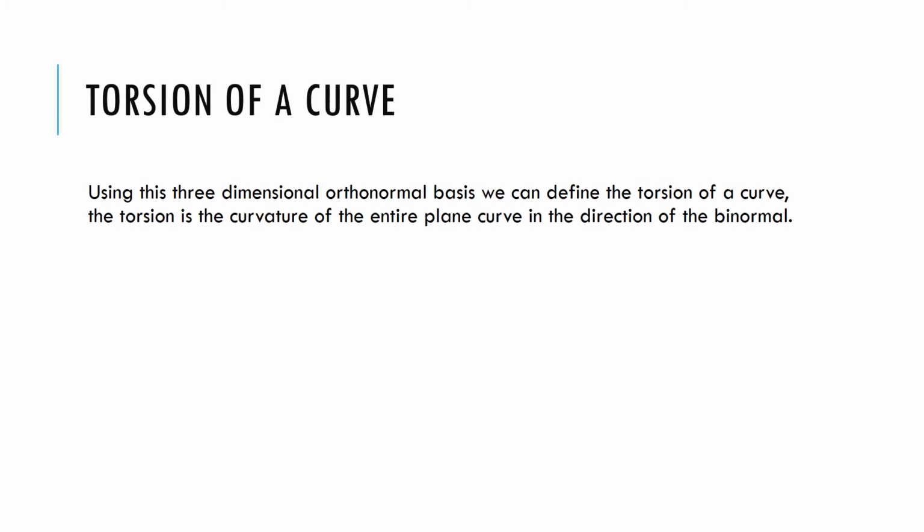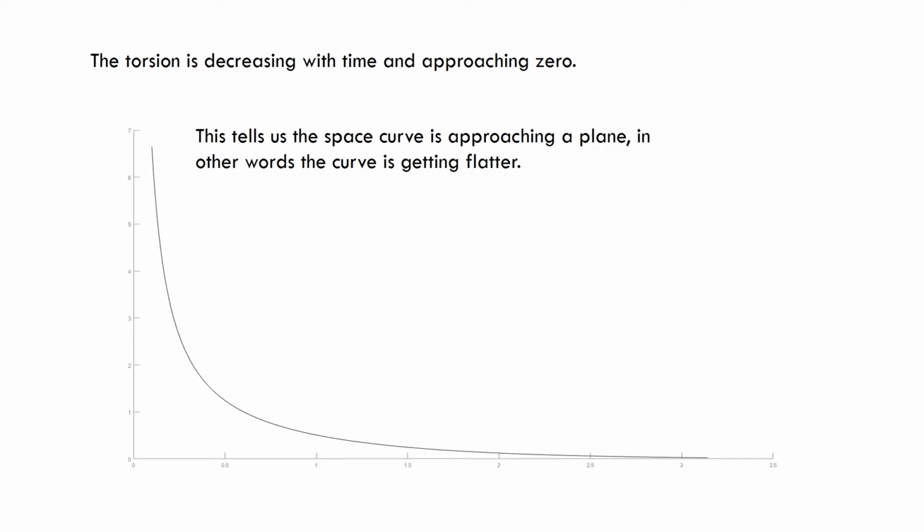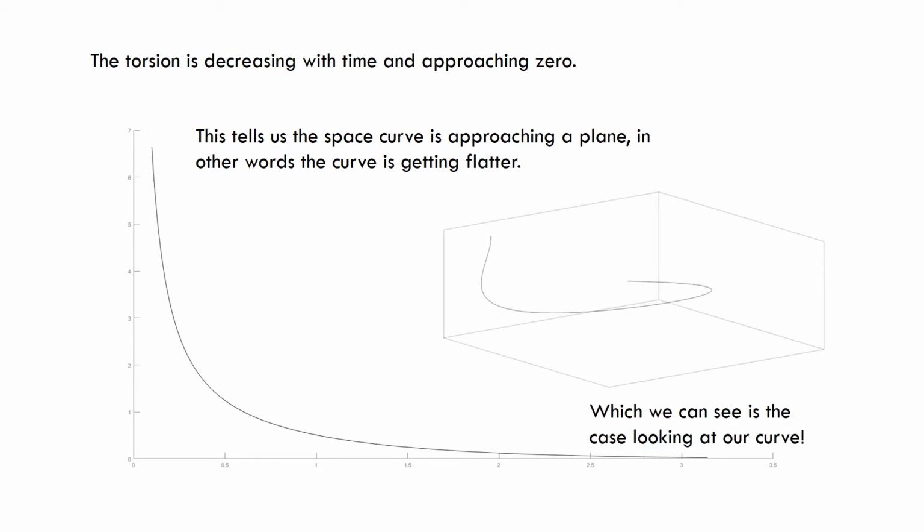Now that we have this binormal vector, we can use it to find the torsion. The torsion tells us the curvature of the entire plane in the direction of the binormal. That is, it tells us how much the curve curves in 3 dimensions. For our example, we can see that the torsion is decreasing in time and is tending towards 0. What does this mean? Well, it tells us that the space curve is approaching a plane. In other words, the curve is getting flatter. If we look at our curve, we can see this is indeed the case, and the torsion is exactly what we'd expect it to be.